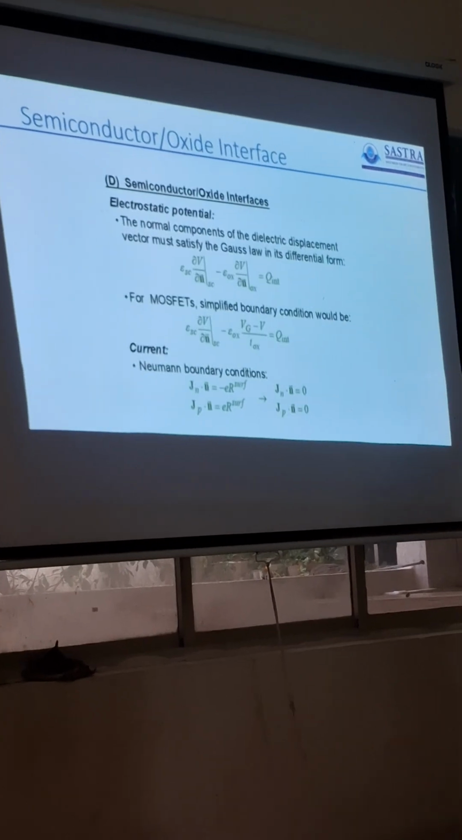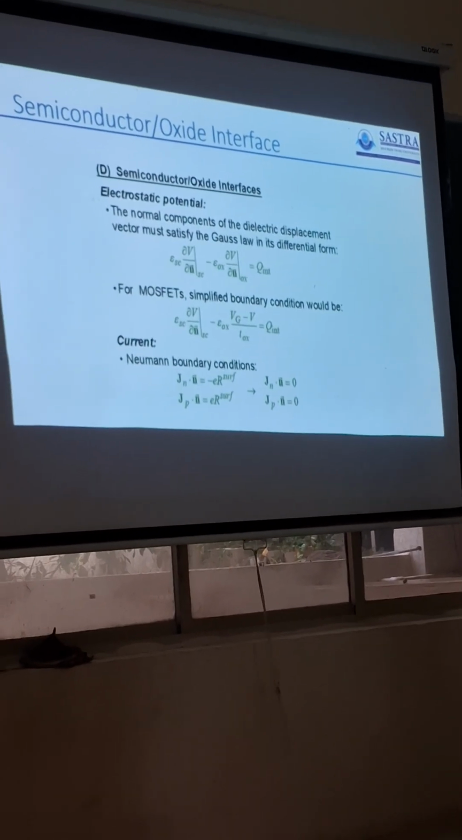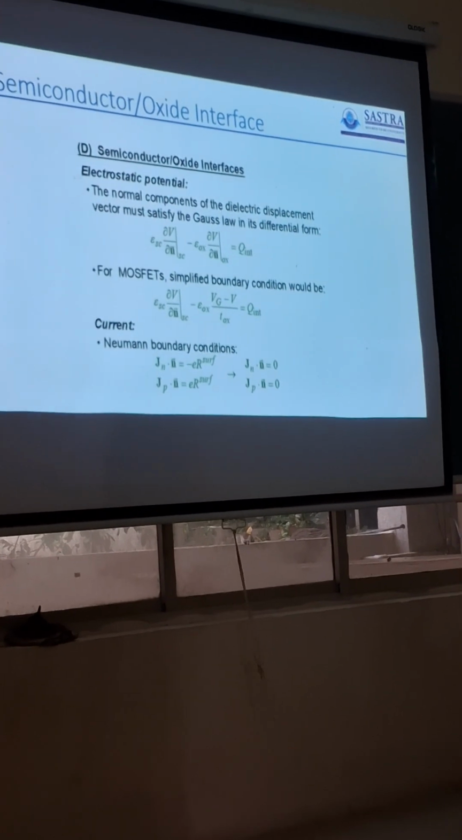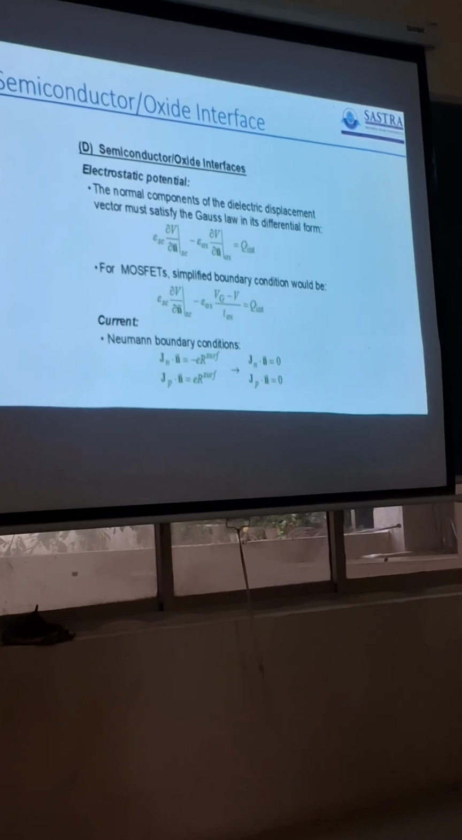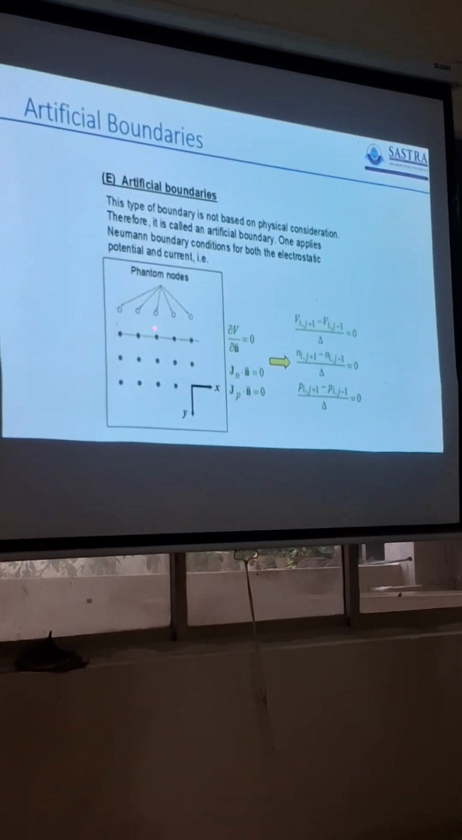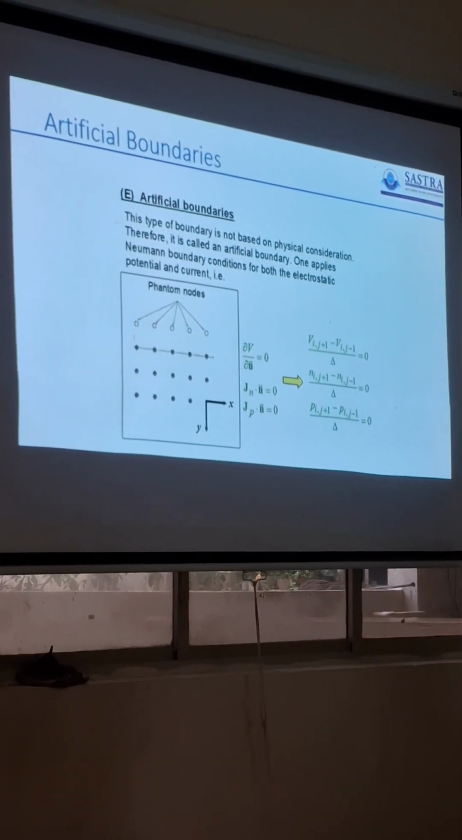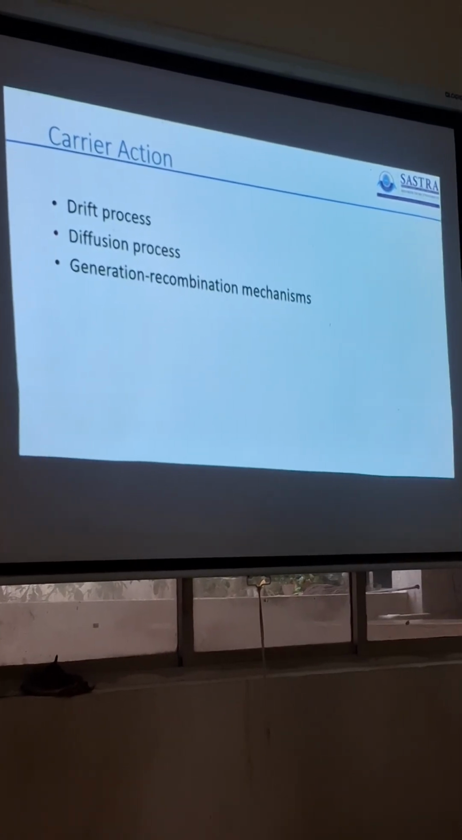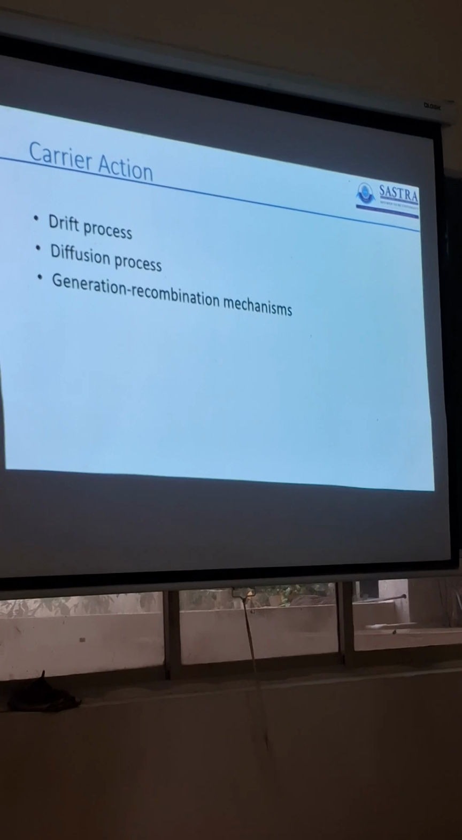This is basically the same. Then we have interfaces. For each interface, depending on the type of interface, the boundary conditions will be defined. So these are different kinds of boundary conditions, factor nodes and all those things. We don't need to go into the technicalities of this. We look at carrier action and try to finish in the next 5 minutes.